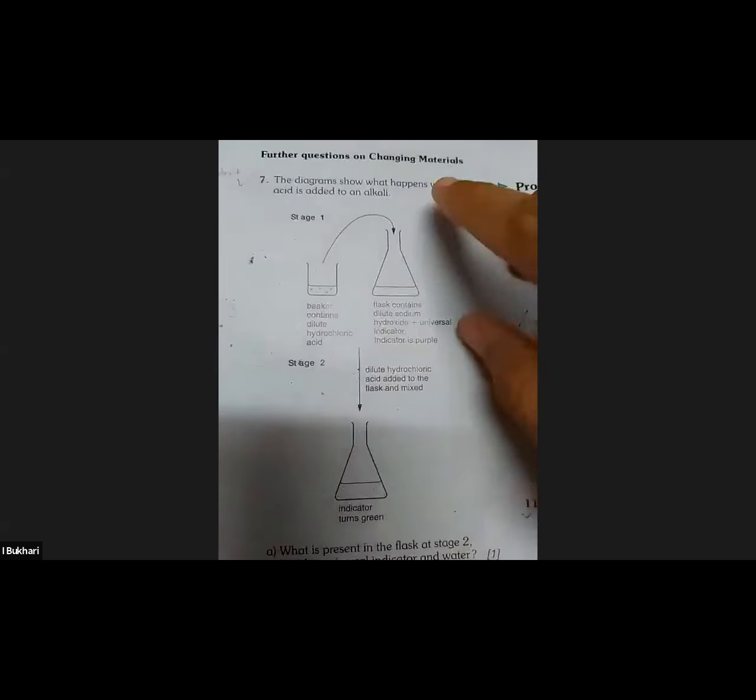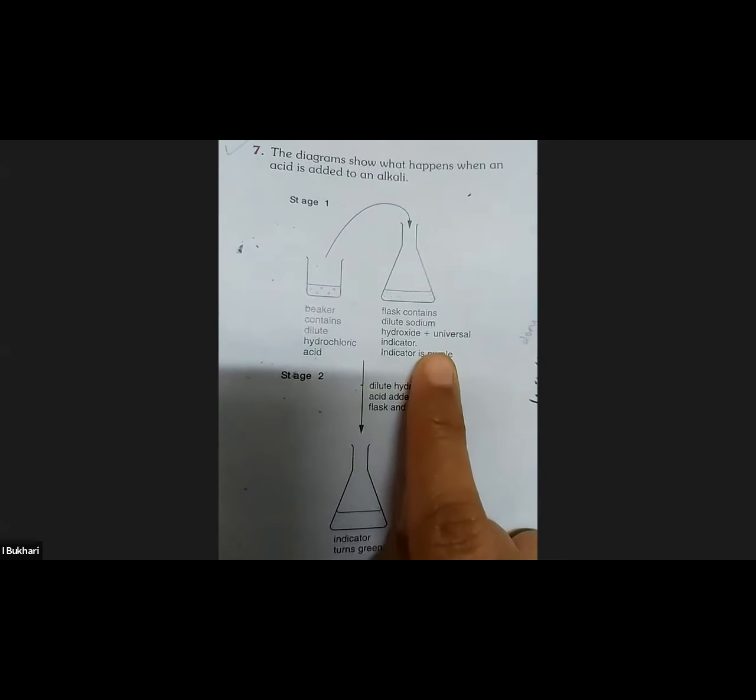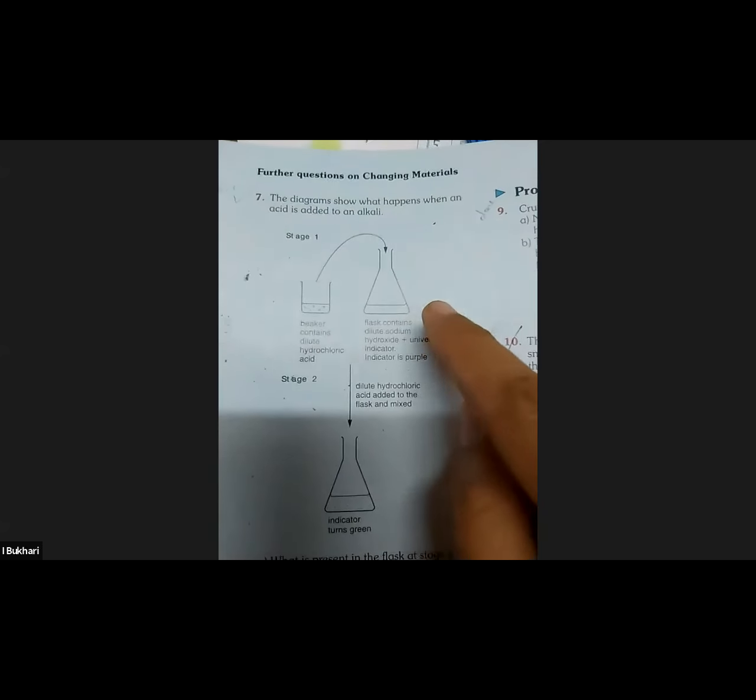The diagrams show what happens when an acid is added to an alkali, right? This is a beaker which contains dilute hydrochloric acid, and this flask contains dilute sodium hydroxide, and some drops of universal indicator are already added, and it is purple in color. Why is it purple in color? Because it is added into sodium hydroxide, which is highly alkaline. So pH is 14.